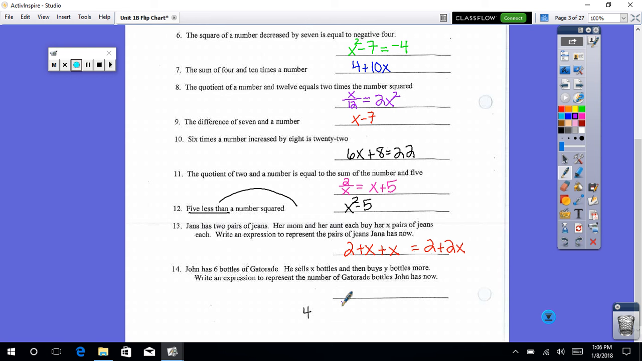John has 6 bottles of Gatorade. He sells X bottles and then buys 8 more. Okay, write an expression to represent the number. Okay, so he has 6.